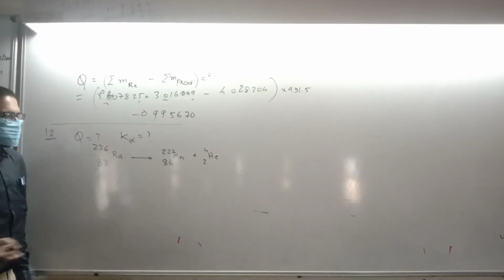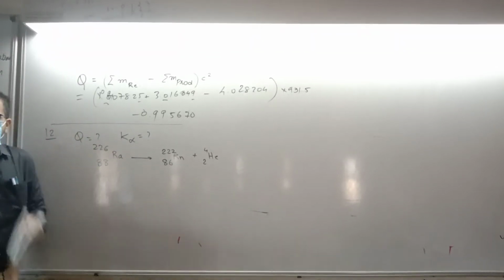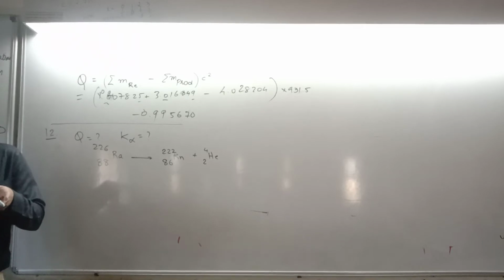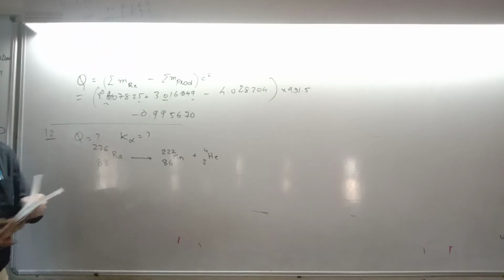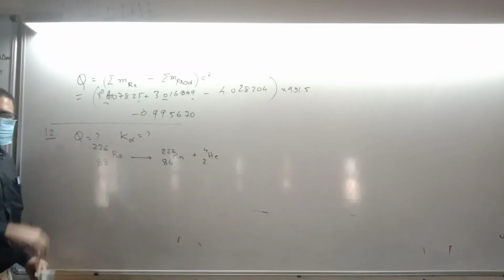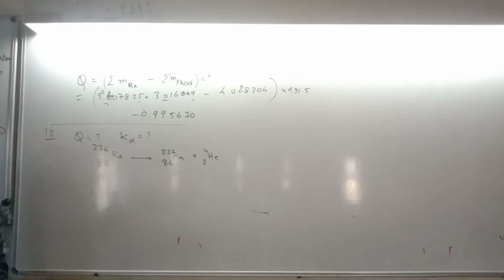Now this is the reaction. Now we have to find the Q value. The masses are given in the question. So how to find the Q value? Do it like this. Come on, hurry up. Find the Q value, then we'll go ahead and teach K alpha.